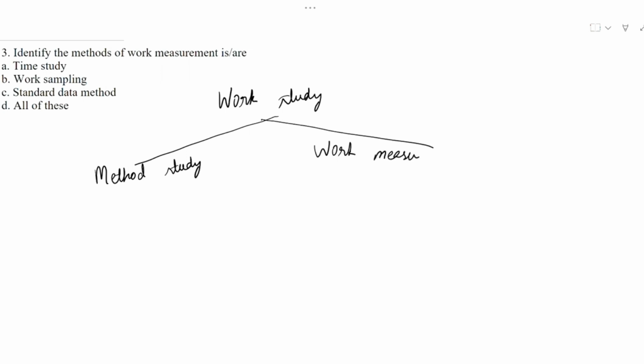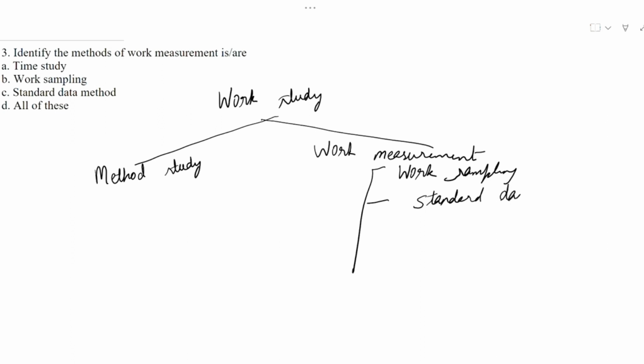Now, work measurement consists of work sampling, standard data method and time study. The purpose here is setting standard time and identification of the ineffective time.